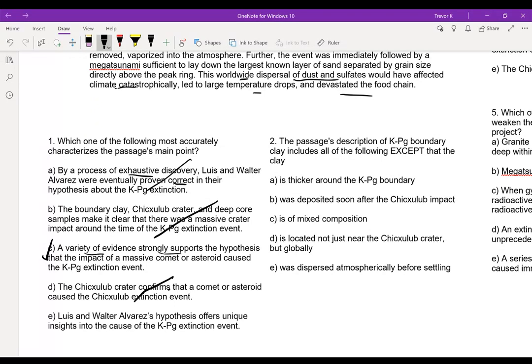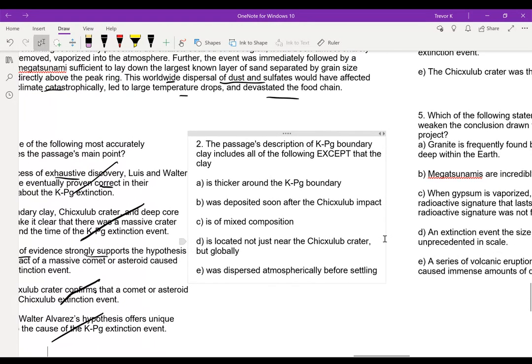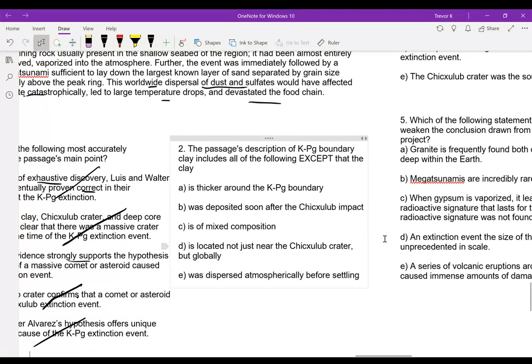So nope. Luis and Walter Alvarez's hypothesis offers unique insights into the cause of the KPG extinction event. That ignores literally all the evidence we talked about. So the answer must be C. It's too bad C doesn't mention Luis and Walter Alvarez, but what are you going to do? All right. Next up, question 2.